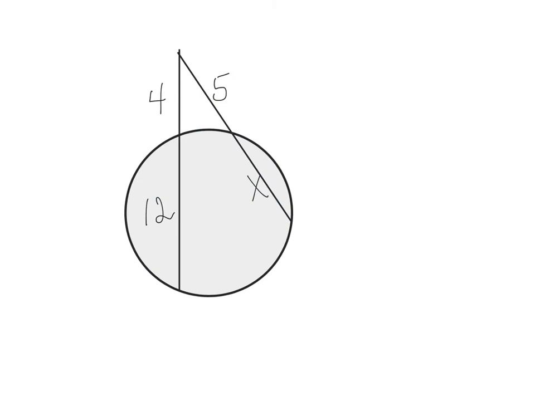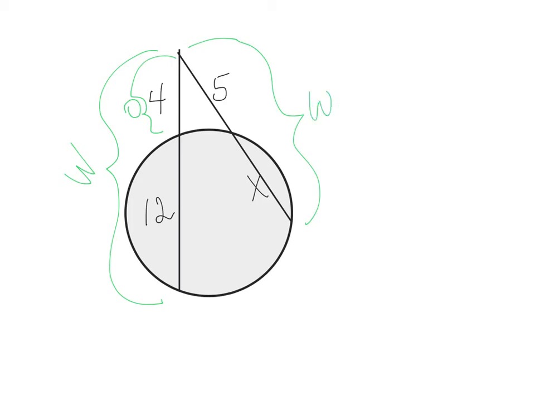Okay, here I have two secant segments. And what we're going to do is, this is the whole times the outside, equals the whole times the outside, or the exterior. That's what I put in my notes, is exterior.